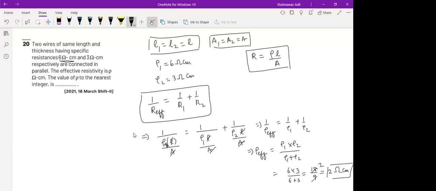Is it clear, guys? Is it clear? Yes, sir. Yeah, quickly note this one down and then we'll do the last question, and then we will move on to heating effect of current. So I will take 10 minutes more and then we'll start and then we'll stop.